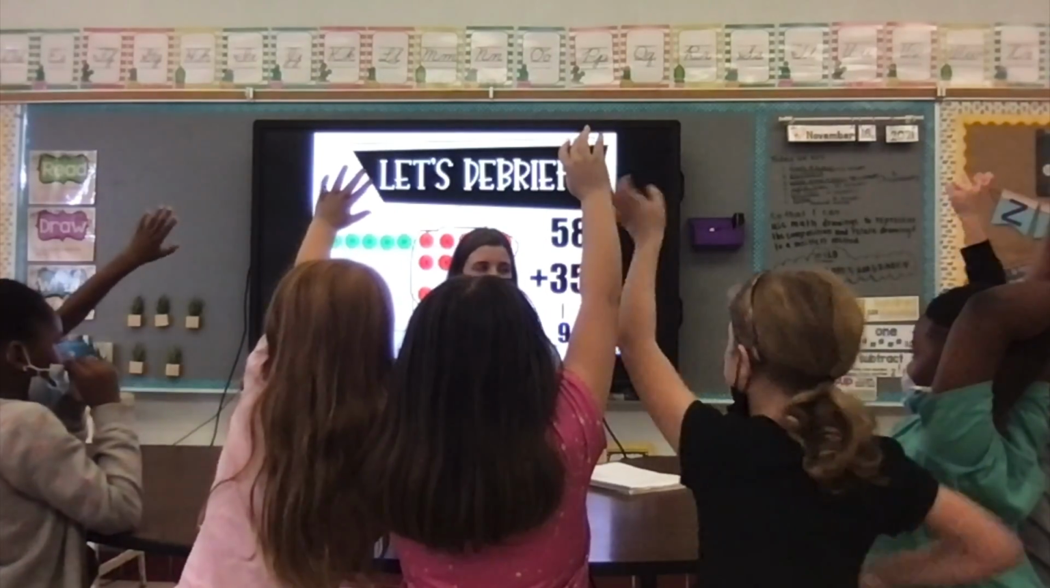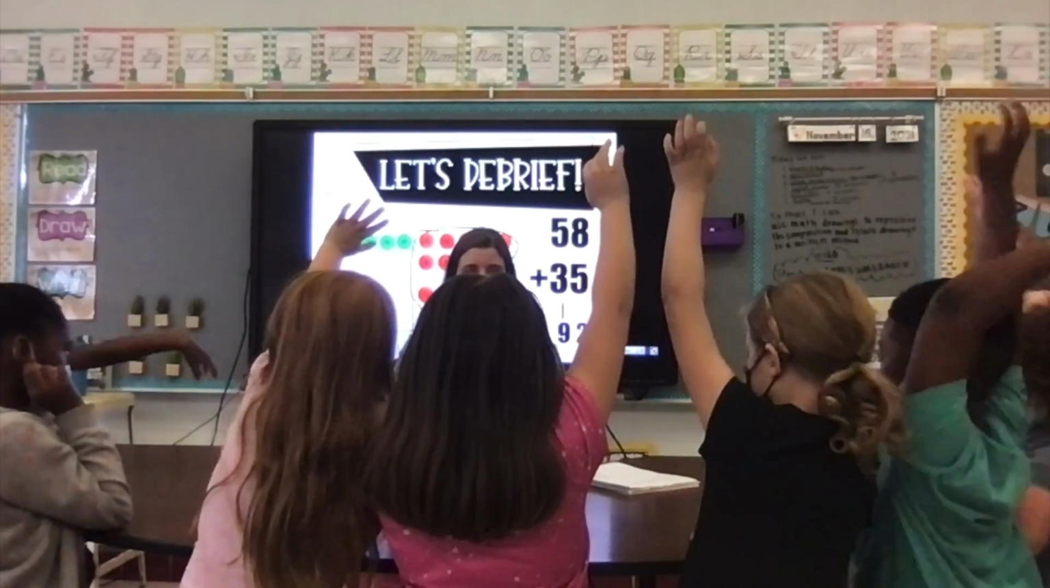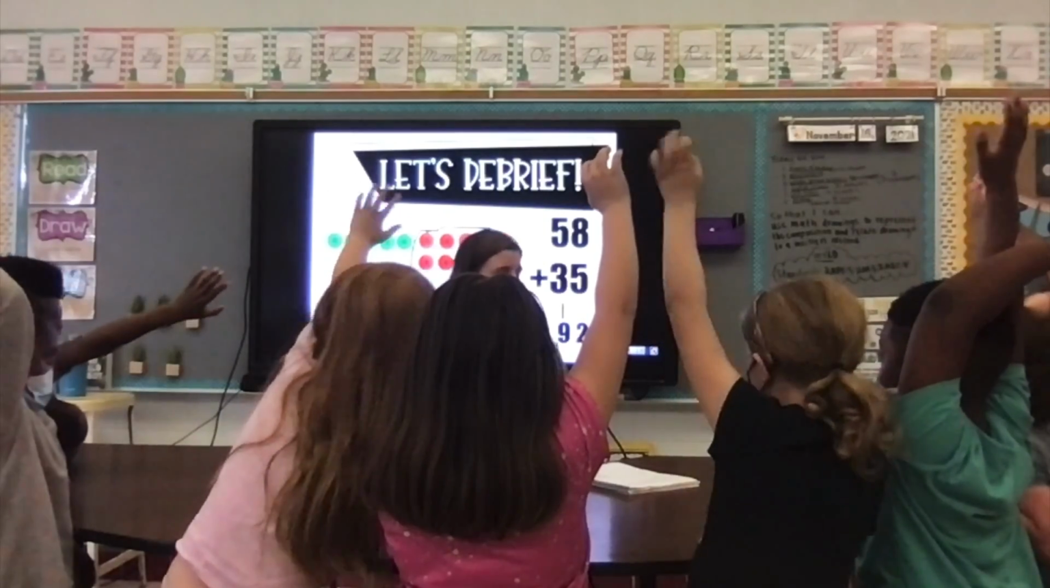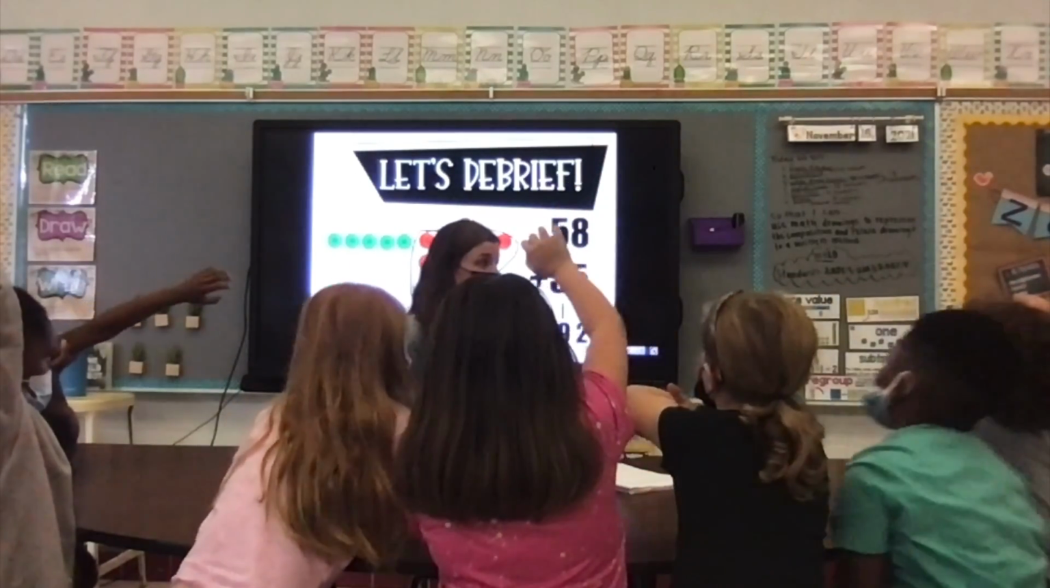We don't agree. So who can help out Riley? Who can explain why do we not agree? What did this person do wrong? Holden? They circled 11 ones, right?